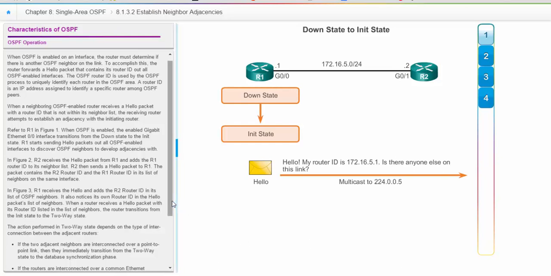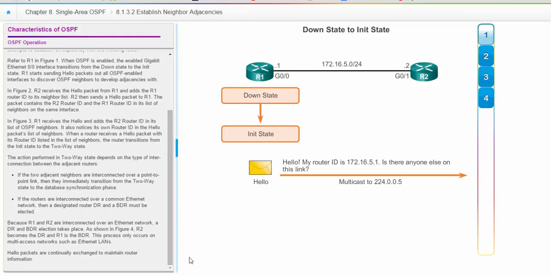The action performed in a two-way state depends on the type of interconnection between the adjacent routers. If the two adjacent neighbors are interconnected over a point-to-point link, then they immediately transition from the two-way state to a database synchronization phase. If the routers are interconnected over a common Ethernet network, then the designated router and the backup designated router must be elected. So then you have to have an election process, and this election process only occurs on multi-access networks such as an Ethernet LAN.